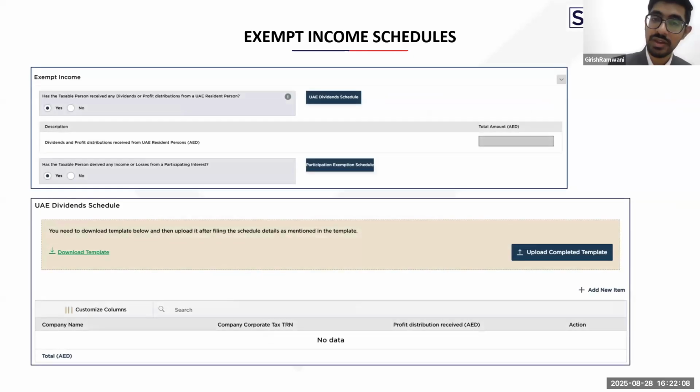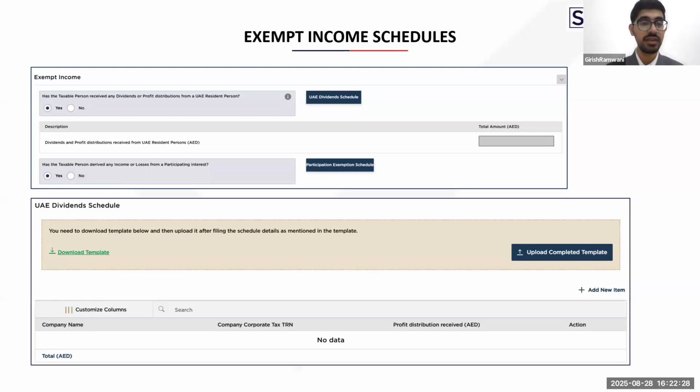The next important schedules are the exempt income related schedules. Again, this is very important because this is an exemption. The law has provided an exemption for certain dividends and capital gains. So to avail that, it is very important to fill the schedules and appropriately disclose in your tax return.